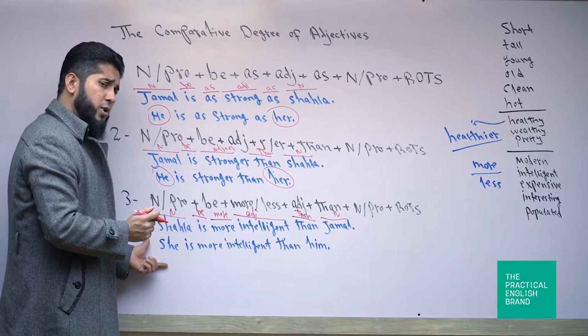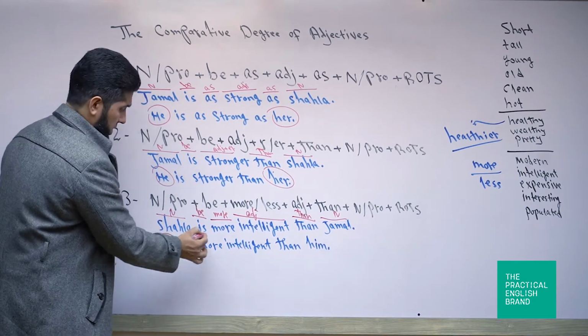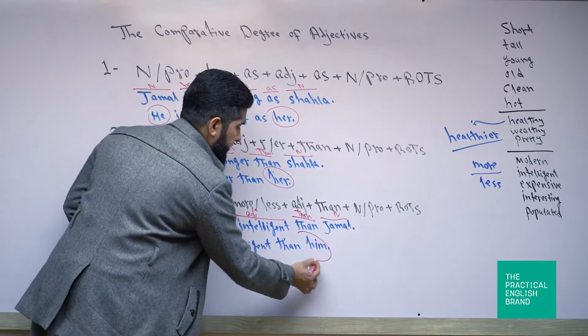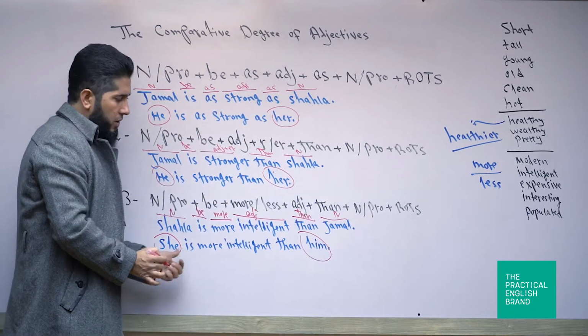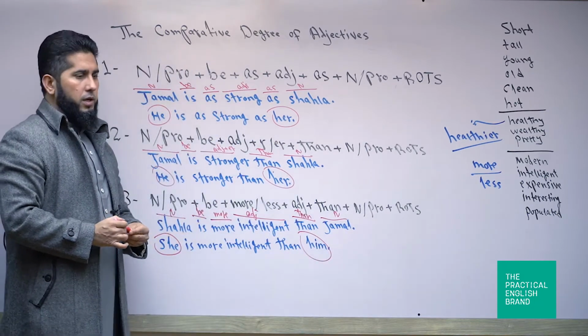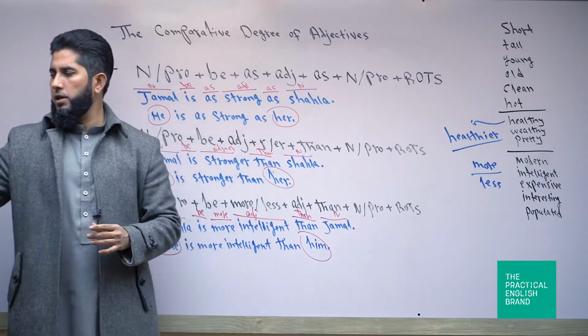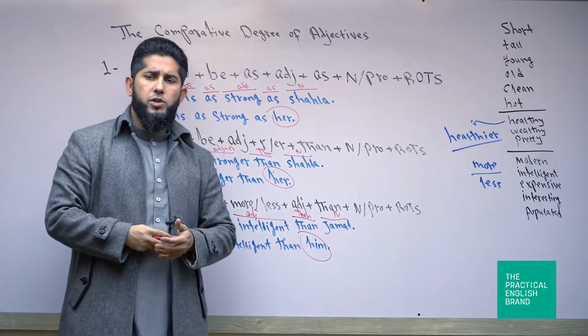And if you want to use pronouns, again, she is more intelligent than him. At the beginning, subject pronoun. At the end, object pronoun. So this much short explanation is enough. And if you've got any questions, feel free.